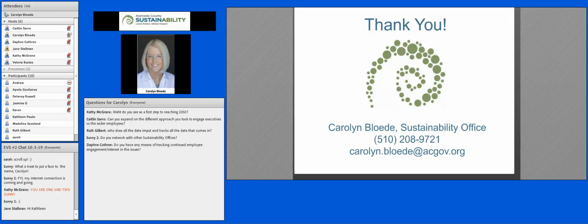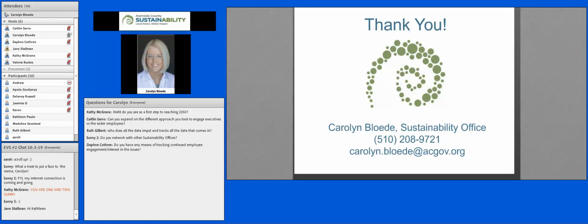Ruth's question: who does all the data input and tracks all the data that comes in? So my team has taken the role of really being a convener within the agency. It's a 10,000 person organization, so we can't do all the work. So we have really shifted our role to be a facilitating group.